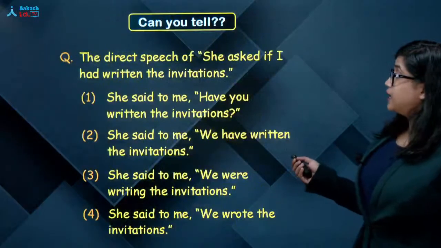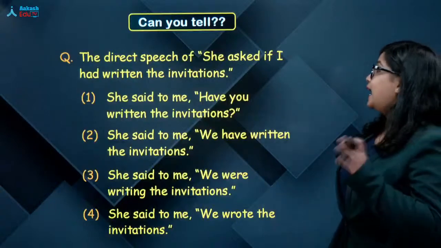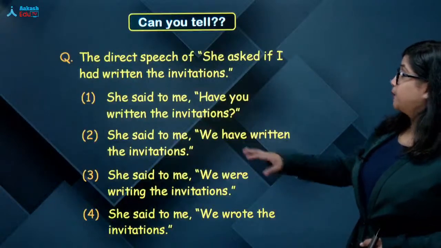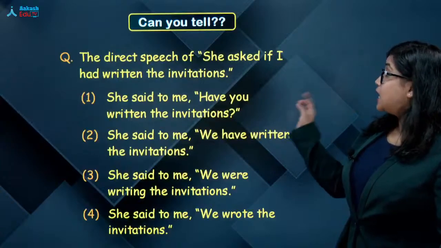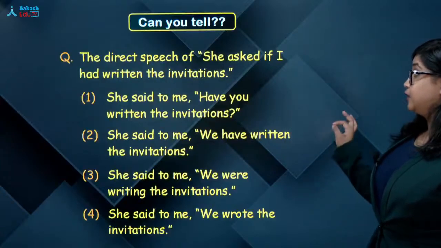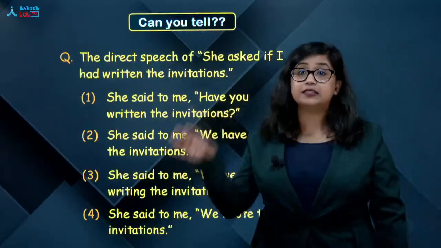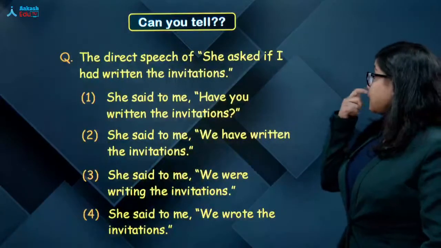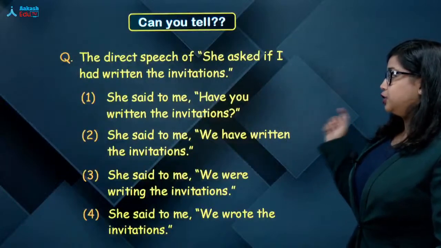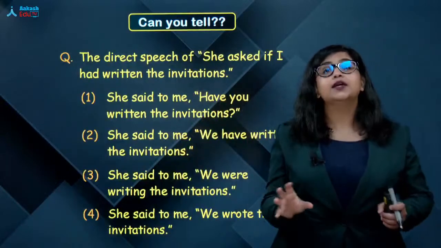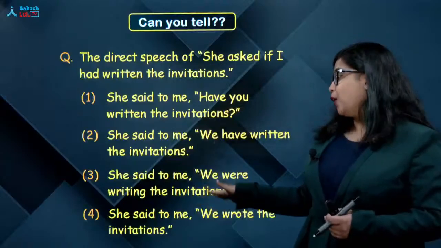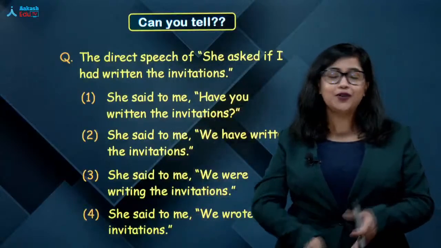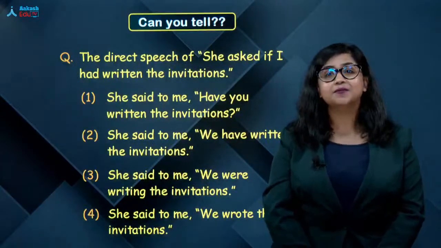Let us move ahead with the next question and let us look at the question. So, the direct speech of she asked if I had written the invitations. So you have to guess the direct speech this time. That means the indirect speech has been given. She asked if I had written the invitations. So, go ahead, look at the question carefully, look at the options that have been given in front of you and try to guess the correct answer.